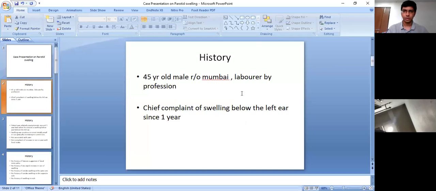Now, the basic format by which we'll be going is that we'll first of all go through the certain pathologies that are there.